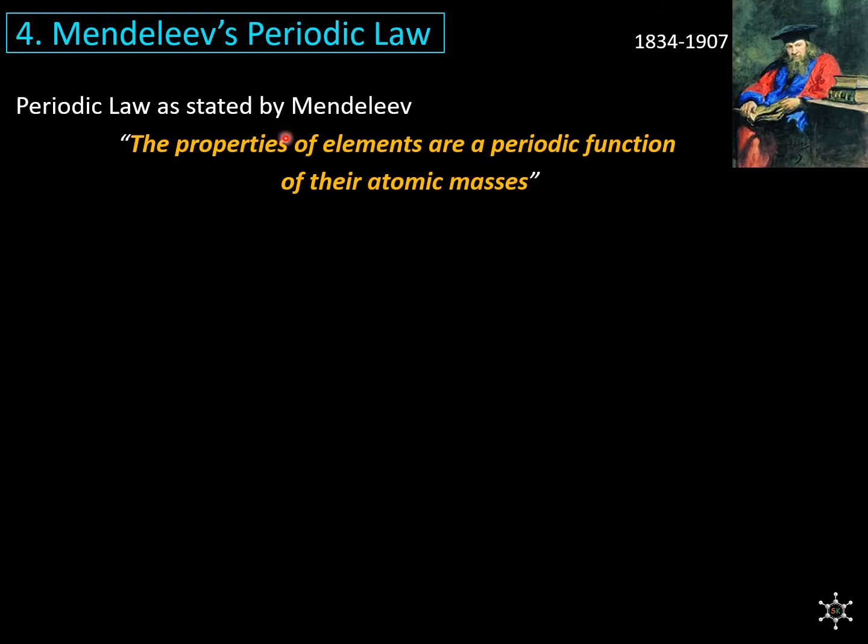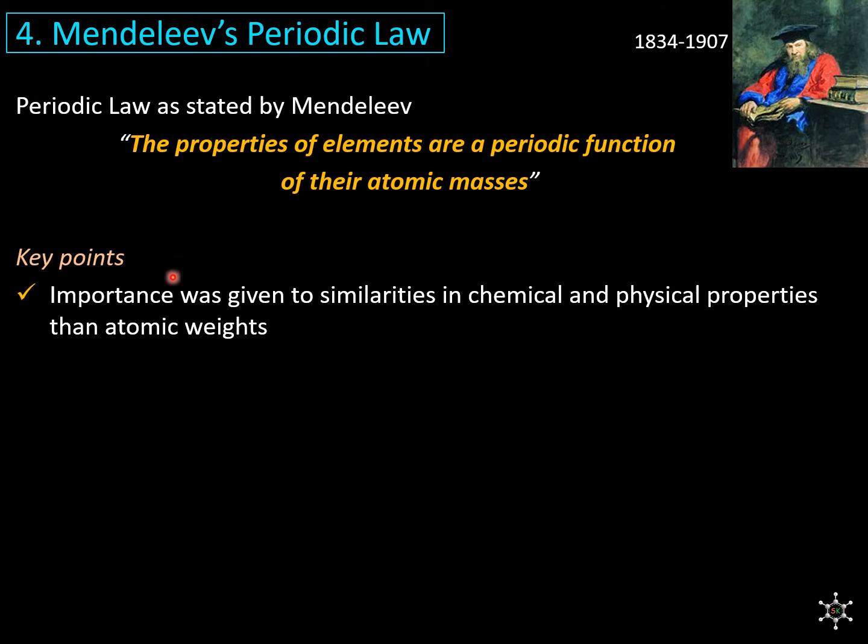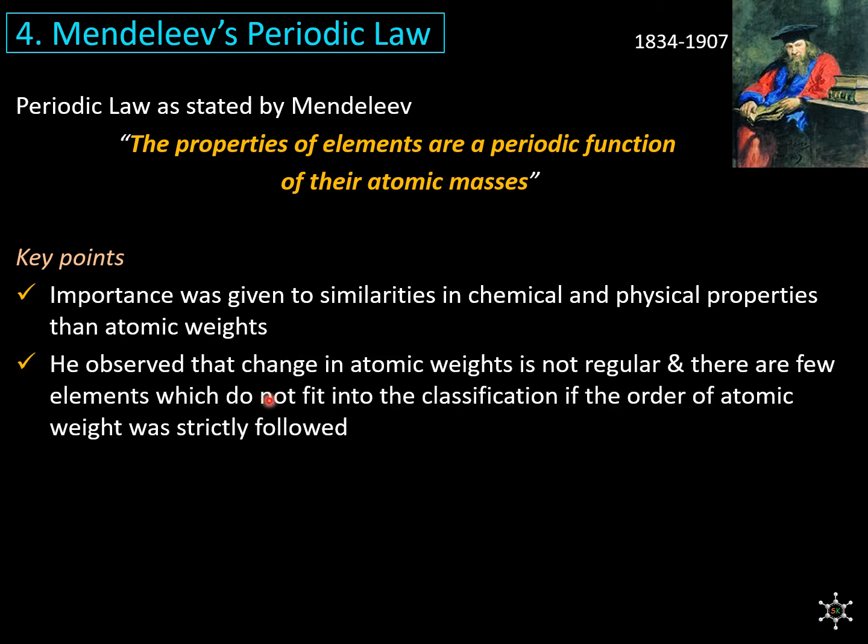Mendeleev's periodic law states that properties of elements are a periodic function of their atomic masses. Key points from Mendeleev's work are: importance was given to similarities in chemical and physical properties rather than atomic weights. He observed that changes in atomic weights are not regular and there are a few elements which do not fit into the classification if the order of atomic weight was strictly followed.